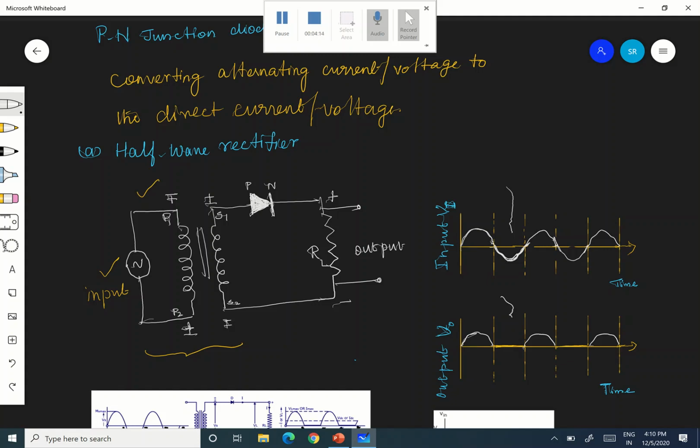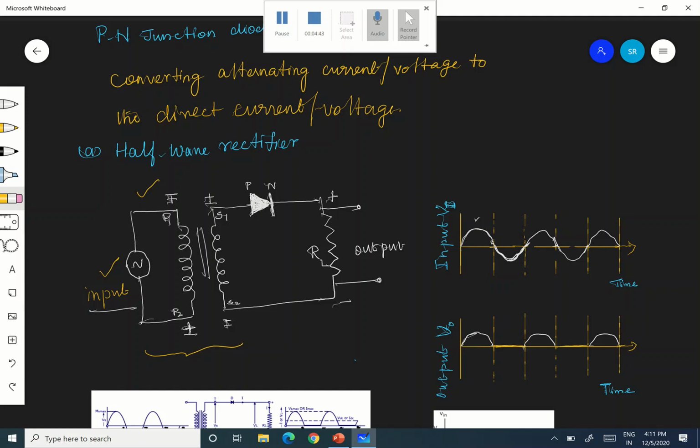That is why I have given positive. And for the next half cycle, P1 will become positive and P2 will become negative because it is connected to an AC. Okay, the input is an AC voltage, right? Therefore, to start with, P1 is negative for the first half cycle. So this is the first half cycle. For the first half cycle, P1 is negative.